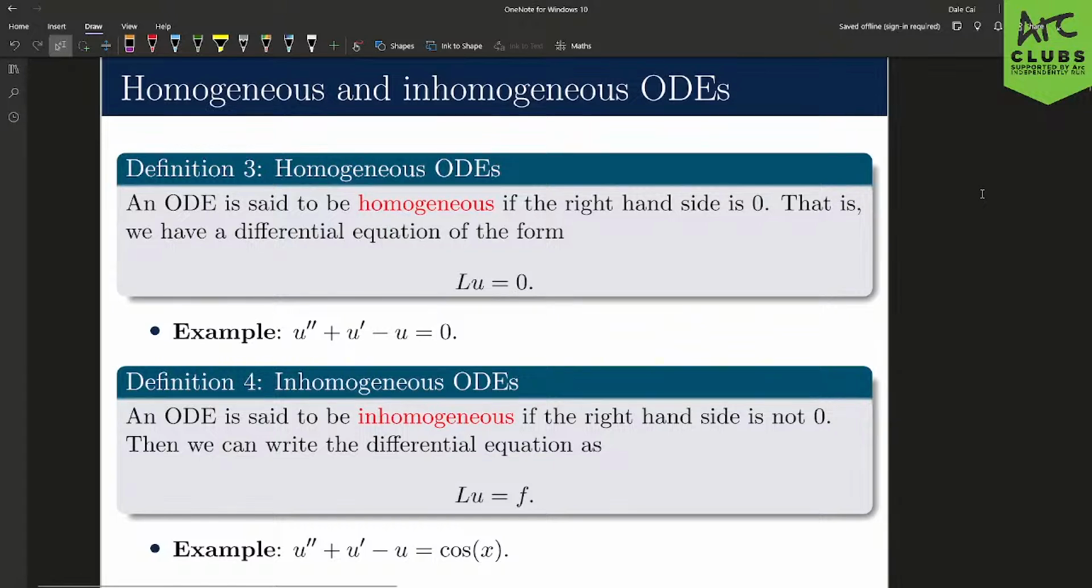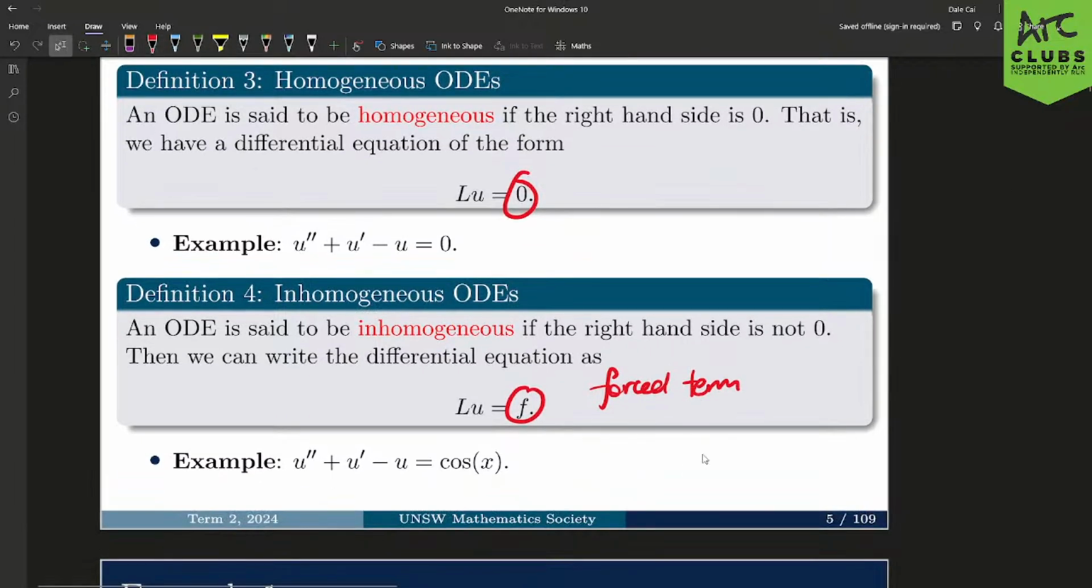Okay, a homogeneous ODE is when the right-hand side of it is 0. So the differential stuff on the left-hand side equals 0. For example, this. But it's inhomogeneous if the right-hand side is not 0. So it's this, and this one I'll be calling the forced term. You might hear forcing term, forcing function, or something similar. For example, the same differential equation but with cos on the right-hand side is inhomogeneous.